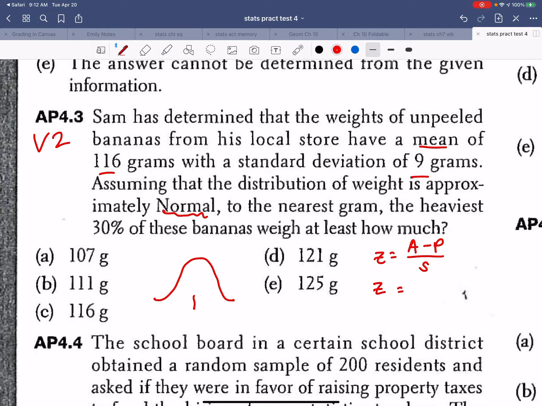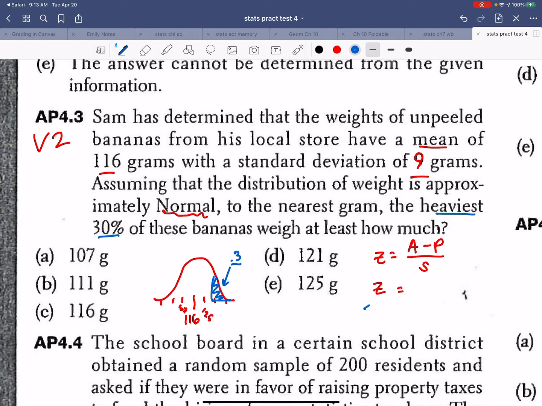Right, so the mean is 116, and the standard deviation is 9. So that means there's 3 to the left and 3 to the right that are 9. So 116 plus 9 would be 125, minus 9 would be 107. And so you kind of get a feel for it. They're asking, what is the area under the curve for the heaviest 30%? So they're giving us this area to be 0.3.